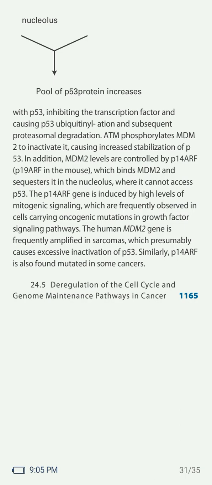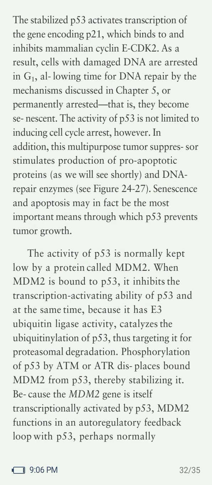Then, deregulation of cell cycle and genome maintenance pathways in cancer. The stabilized p53 activates transcription of the gene encoding p21, which binds to and inhibits mammalian cyclin E-CDK2. As a result, cells with damaged DNA are arrested in G1, allowing time for DNA repair by the mechanisms, and are permanently arrested, that is, they become senescent.